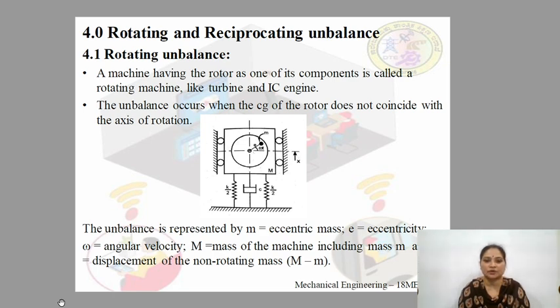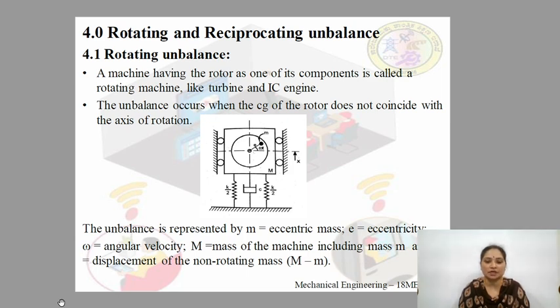What is meant by rotating unbalance? A machine having the rotor as one of its components is called a rotating machine. Examples of rotating machines are turbines and IC engines. The unbalance occurs when the center of gravity of the rotor does not coincide with the axis of rotation.